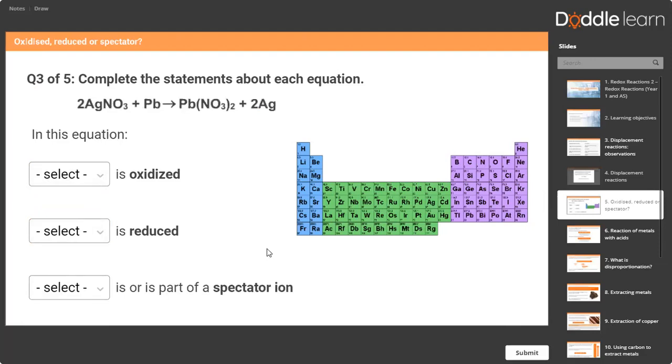What are our spectator ions again in this one? Okay, so part of our spectator ion is not going to be silver. It is going to be oxygen as part of it. So what is being oxidized? Well, what's being oxidized is lead. And what is being reduced? Well, that will then be silver.